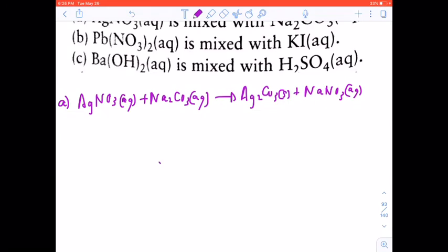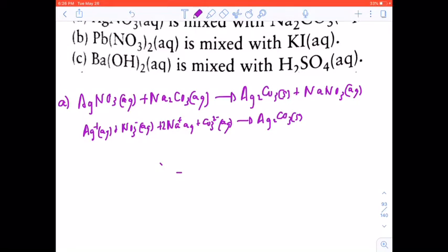And the ionic equation for this would be Ag plus aqueous plus NO3 minus aqueous plus Na plus aqueous, there are 2 of it, plus CO3 2 minus aqueous, okay, and that gives us Ag2CO3 solid plus Na plus aqueous plus NO3 minus aqueous.